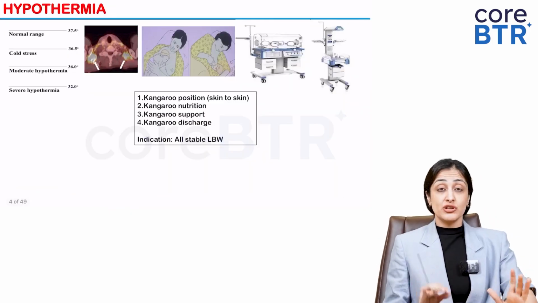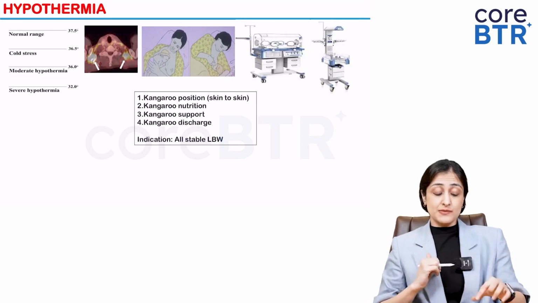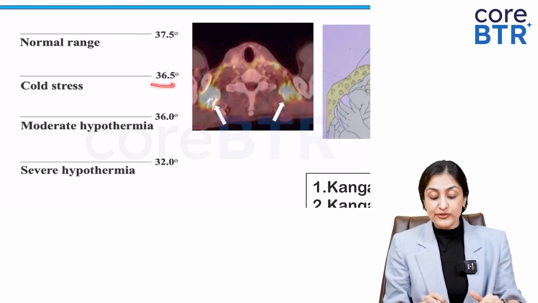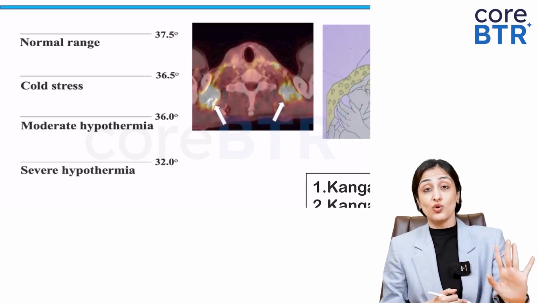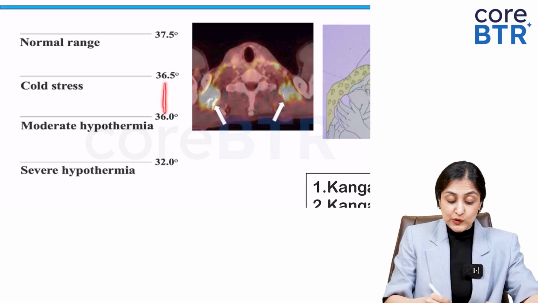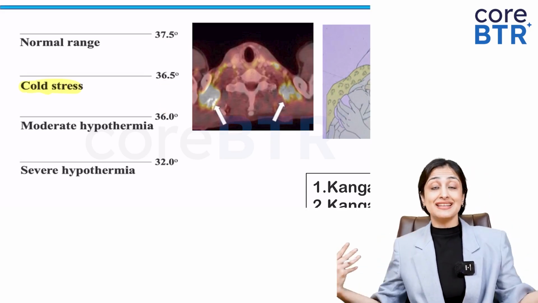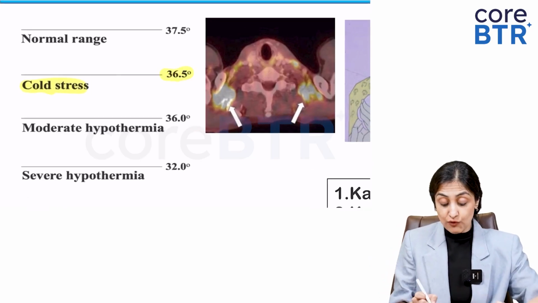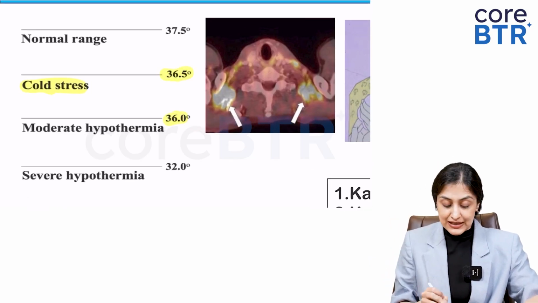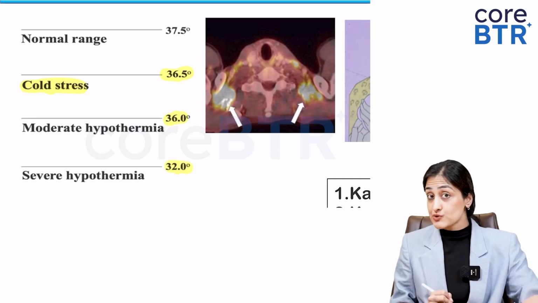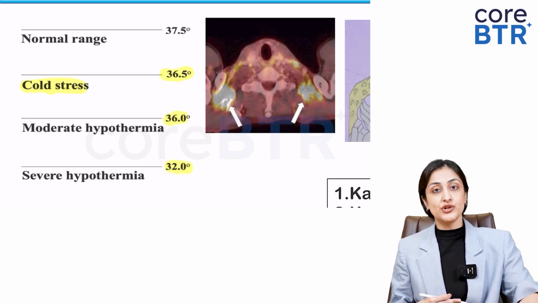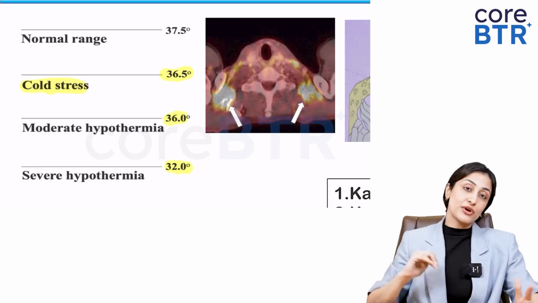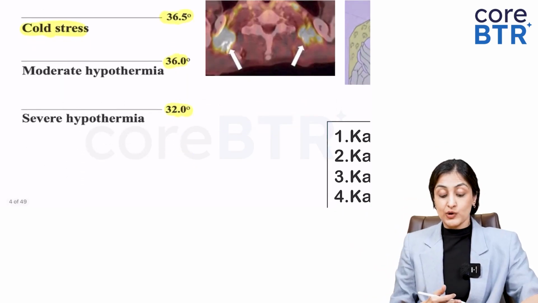Talking about temperature. Now, the neonate's temperature has a very small normal range. You can see it's 1 degree. So, from 36.5 to 37.5 degrees is normal. From 36.5 to 36 is cold stress, where you'll see that the extremities are cold, but the rest of the body is still maintained. So, this is that warning 0.5 degrees Celsius. Then, 36 to 32 is moderate and less than 32 is severe hypothermia. So, just remember 3 numbers. 32, 36, 36.5, right? So this is about hypothermia.